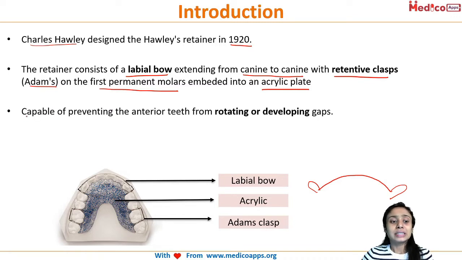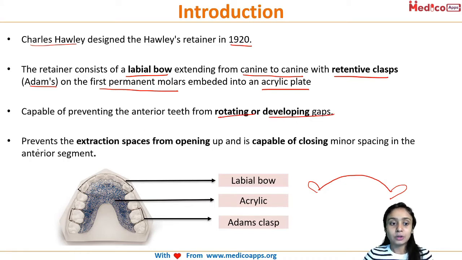So our Hawley's retainer appliance is basically capable of preventing the anterior teeth from rotating or developing gaps. It also prevents extraction spaces from opening up and is capable of closing minor spaces in your anterior segment.